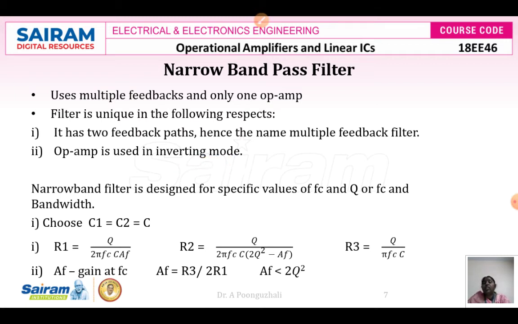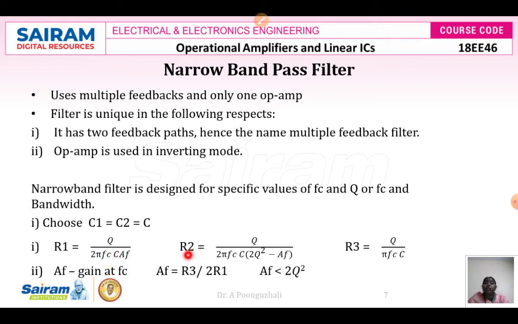Here is how we are going to design a narrowband filter, based on the Q value, Q and FC, or FC and bandwidth. With any one of these two sets of parameters, FC and Q, or FC and bandwidth, we can design the narrowband pass filter. First we have to choose C1 equal to C2 equal to C. Next you have to choose your R1 value. R1 is Q by 2 pi FC into C into AF. AF is the passband gain of the filter, C is the capacitance we are going to use, and FC is the center frequency of the narrowband pass filter.